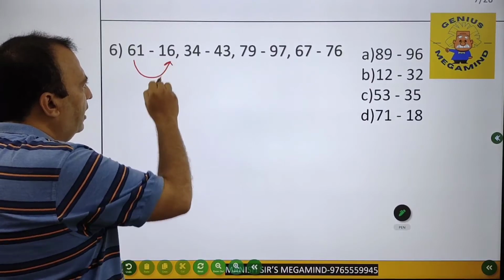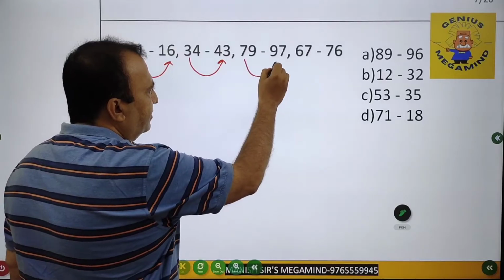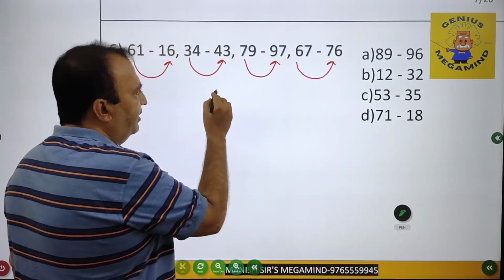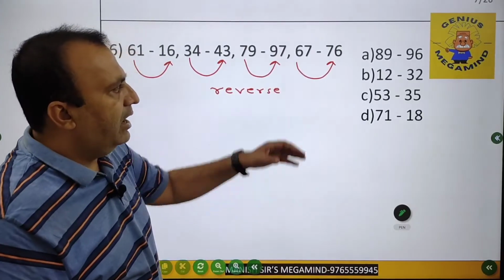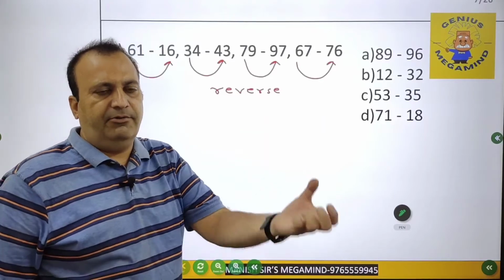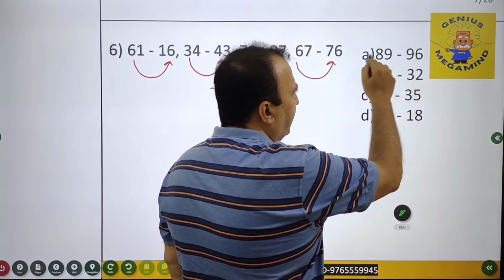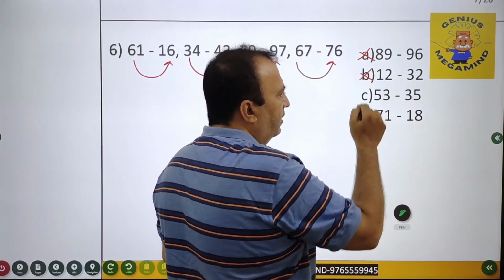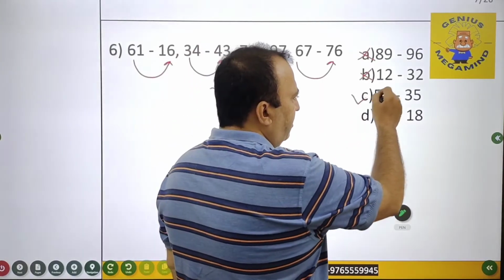What is happening over here? The reverse of 61 is 16, the reverse of 34 is 43, the reverse of 79 is 97, and the reverse of 67 is 76. So over here I am finding reverse numbers. Now I have to check for an option where the second number is the reverse of the first number. So in option A, the reverse of 89 should be 98? Not possible. Then the reverse of 12 should be 21. Not possible. Yes, the reverse of 53 is 35. So my friends, this is the answer.